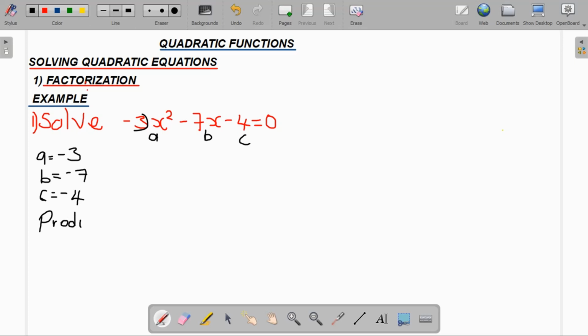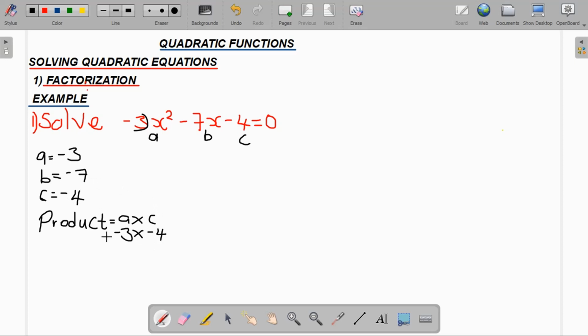Let me write it. The product. So how do we find the product? We find it by multiplying the coefficient of a by the coefficient of c. So the coefficient of c is the one we usually use to find the product. The coefficient of a is negative 3, so we have negative 3, and then we are going to multiply by the coefficient of c, which is negative 4.